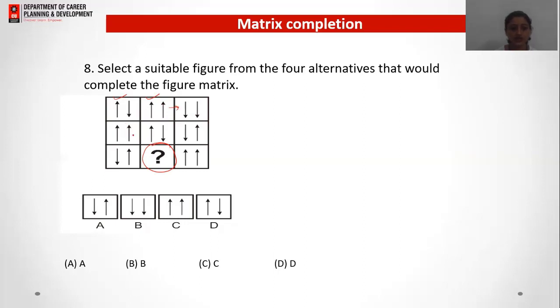Same is the case with this one. The second arrow got inverted, and in the third figure, both the arrows got inverted. So the same logic will be applied to this one. The first arrow is downward and the second arrow is in the upward direction. In the next figure, only the second arrow's direction will be inverted, so it will be downward. So both the arrows will be in the downward direction. So option B will be the answer. Option B will be the final answer.